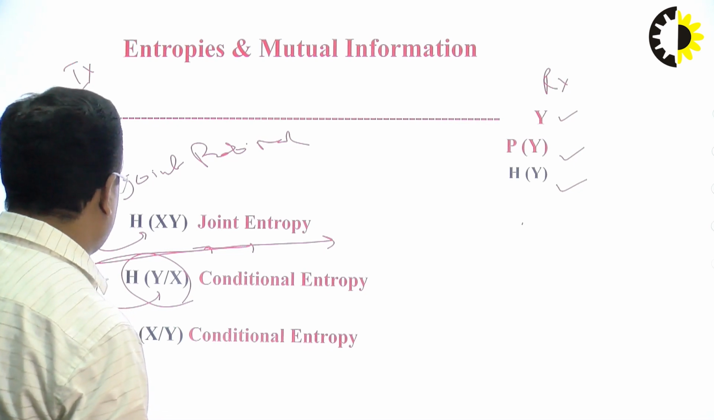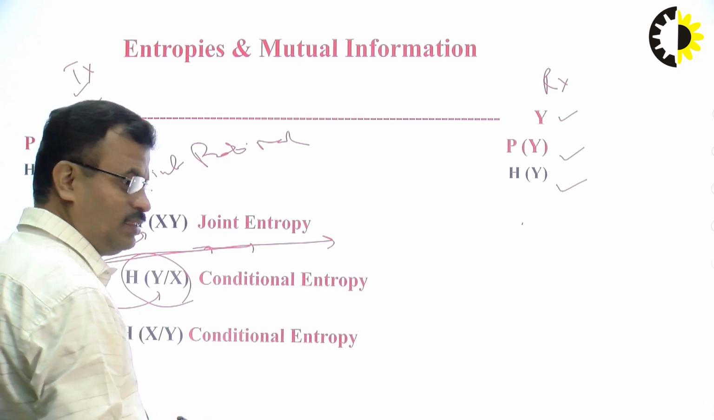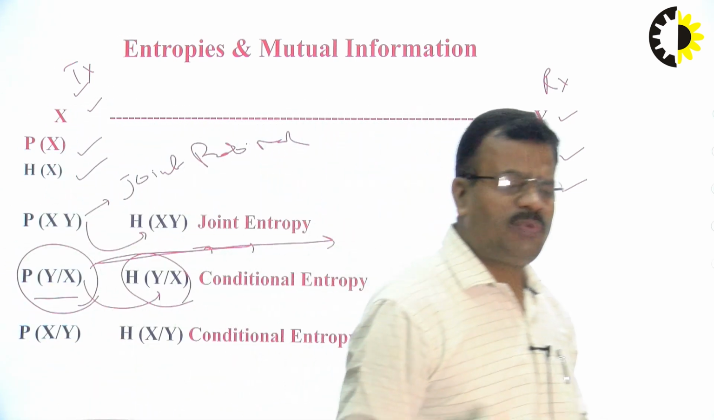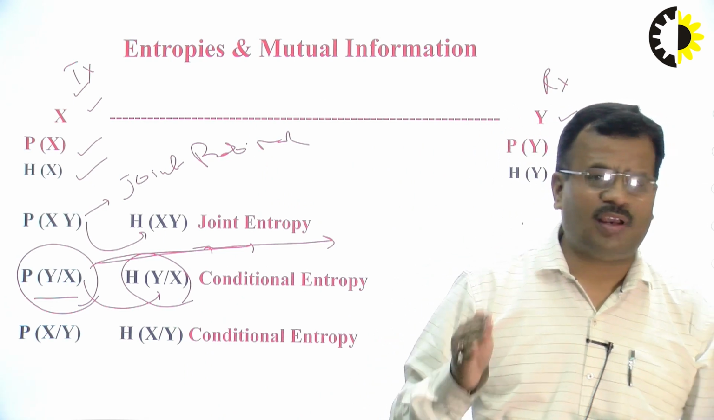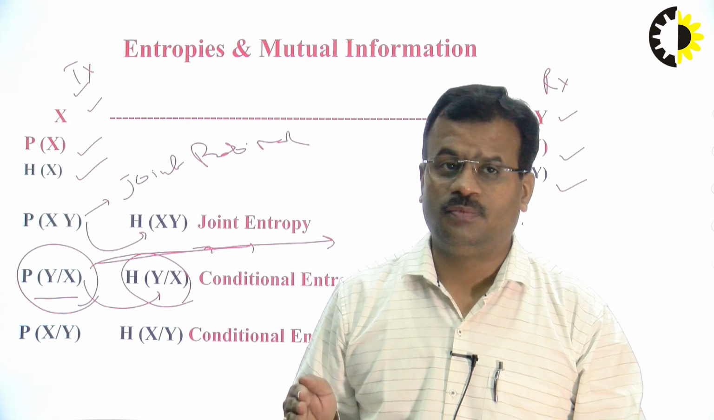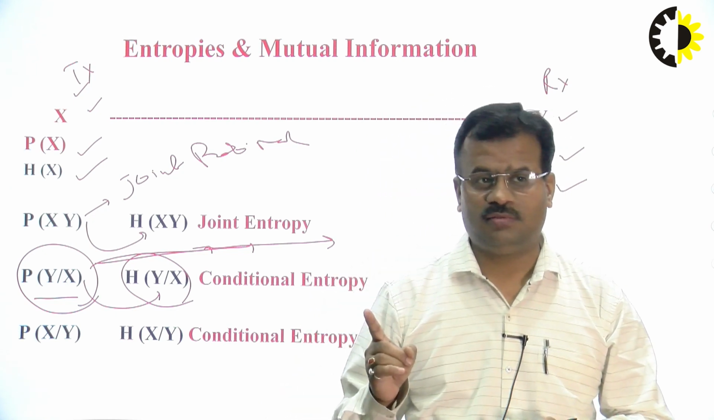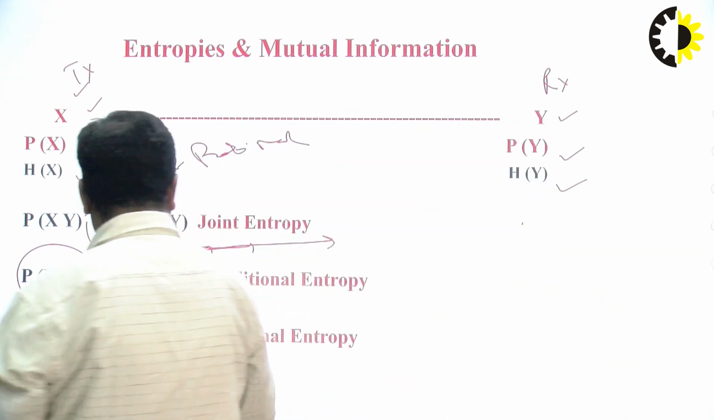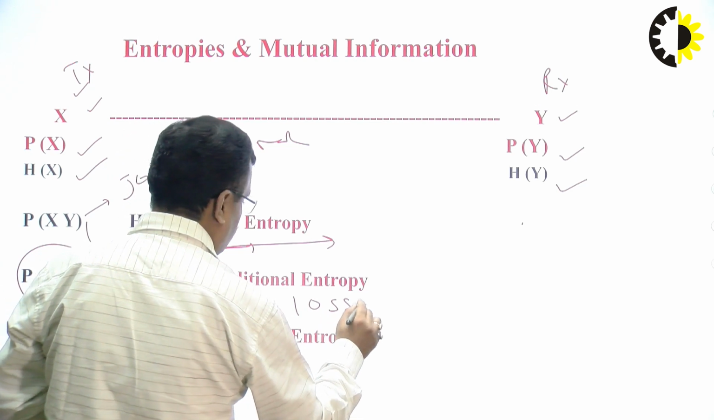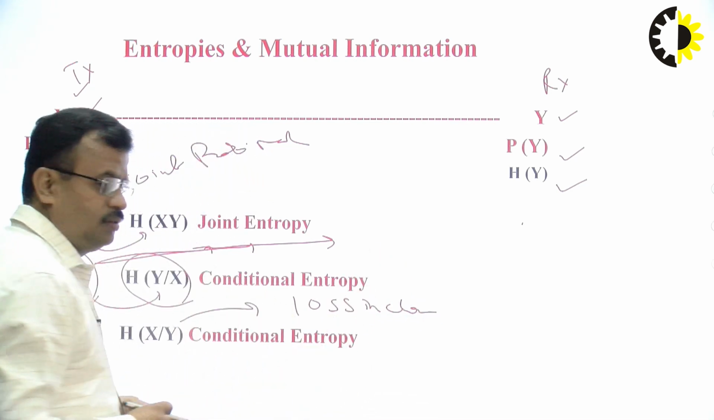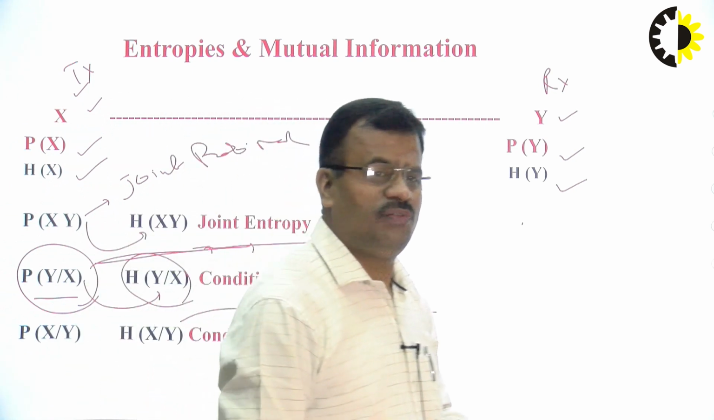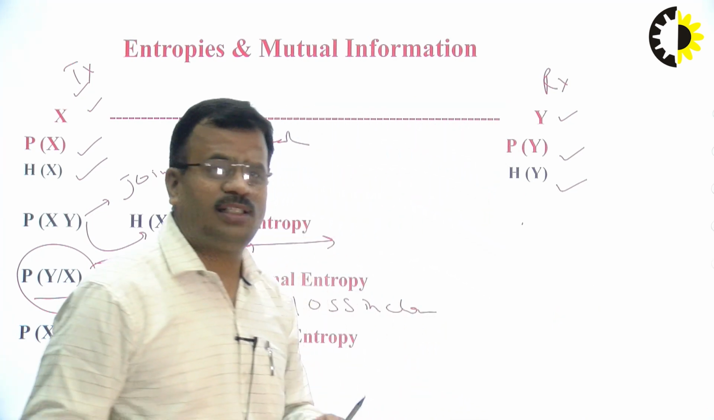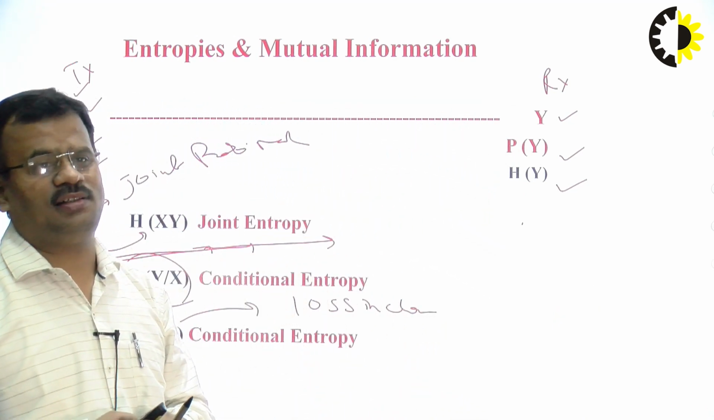P(x|y) means this is another conditional probability matrix, and this is another conditional entropy. P(x|y) is the probability of x with respect to y, or probability of the transmitter with respect to the receiver. Generally this type of conditional entropy shows the loss in the channel, or data loss in the channel, which we can show by H(x|y). So, these are the different entropies that you have to understand here.